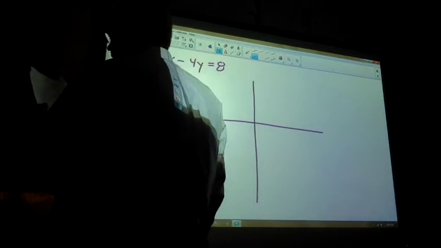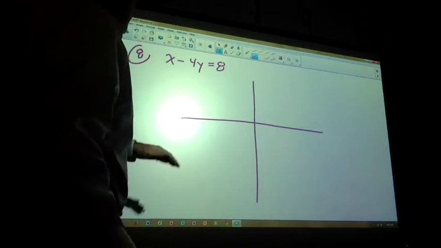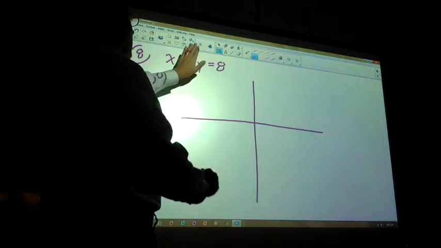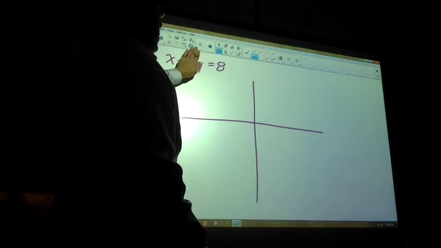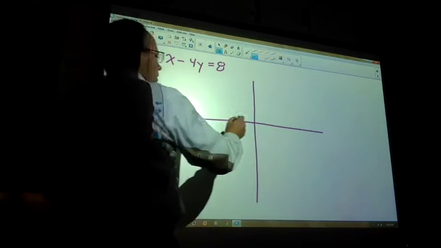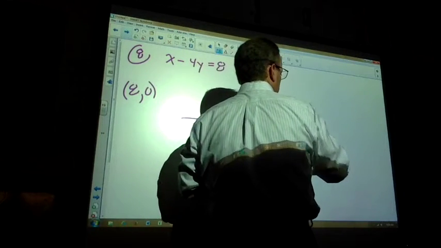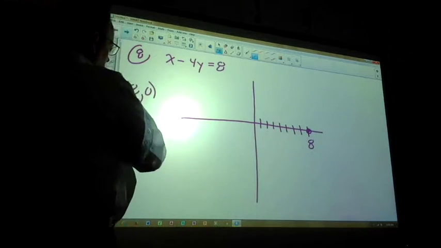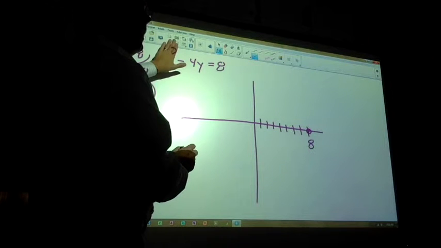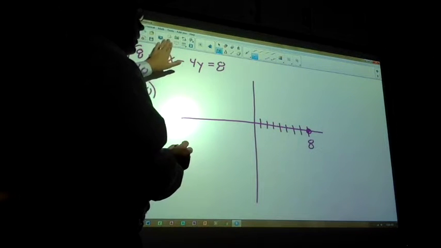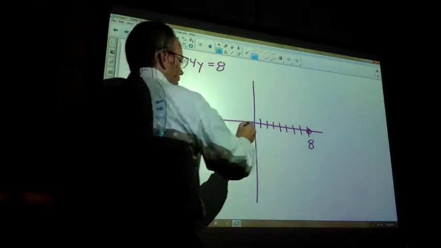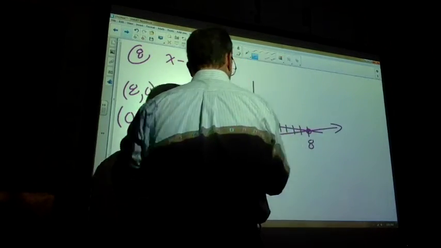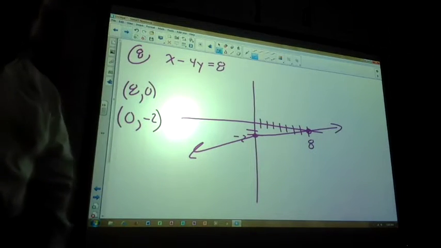All right, use the intercept method. If I cover up the y, that means my y value is going to be 0, correct? If I cover up the y, what's x equal to? 8, so 8 comma 0. If I cover up my x value, that means my x value is going to be 0. I get negative 4y equals 8. So what's y equal to? Negative 2. Done.